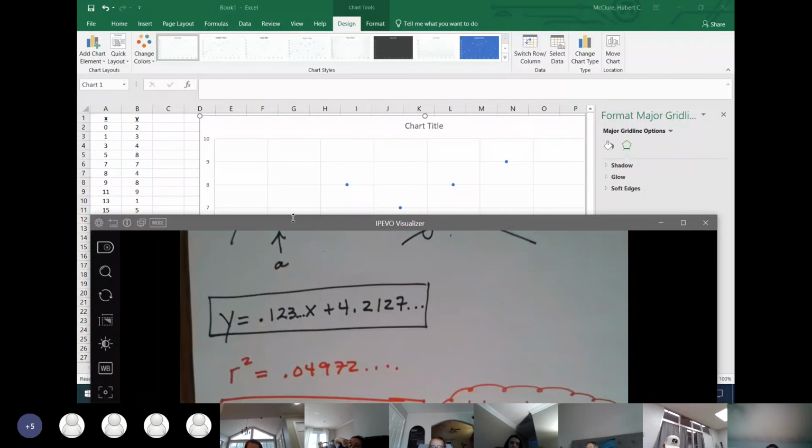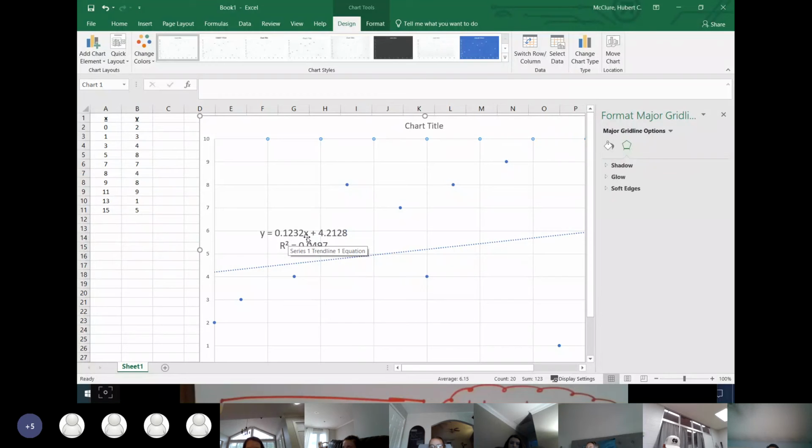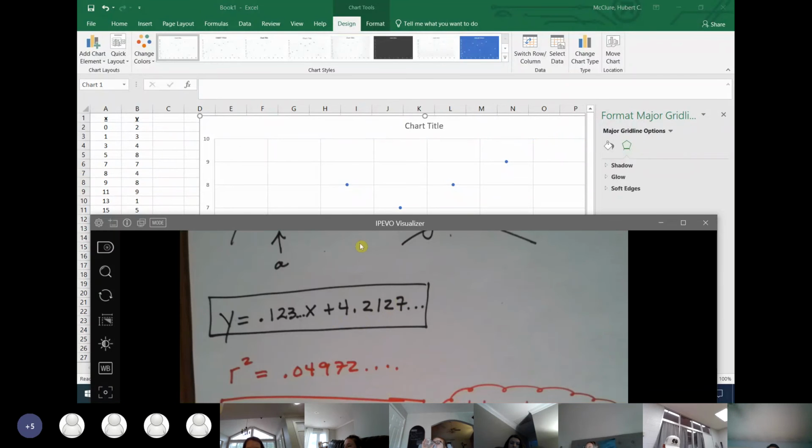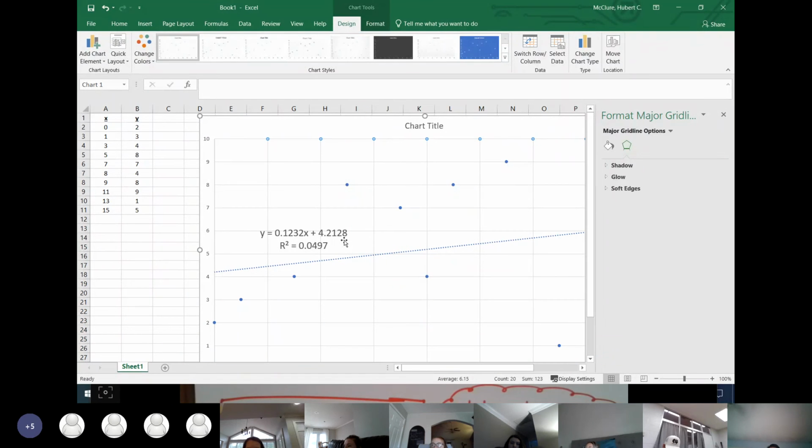The equation is 1, 2, 3x, and 4.2127, or 4.2128 rounds up.